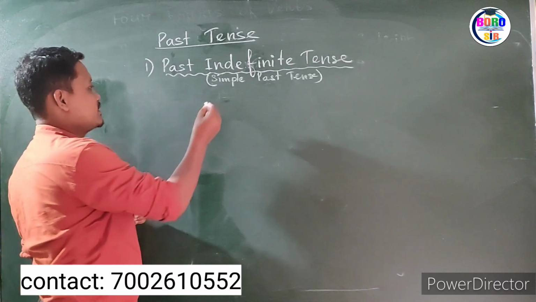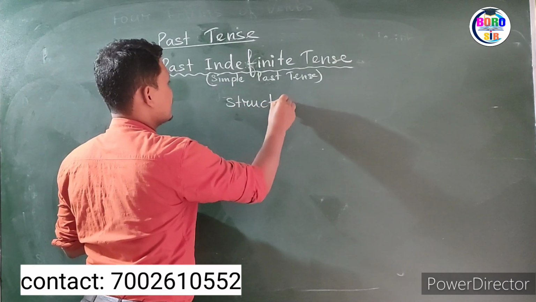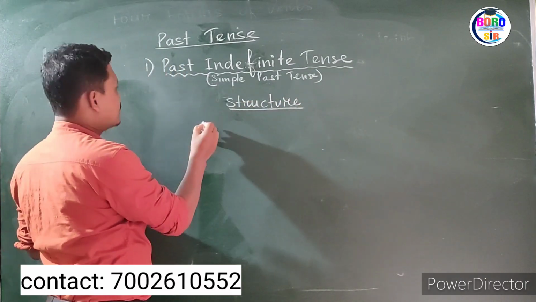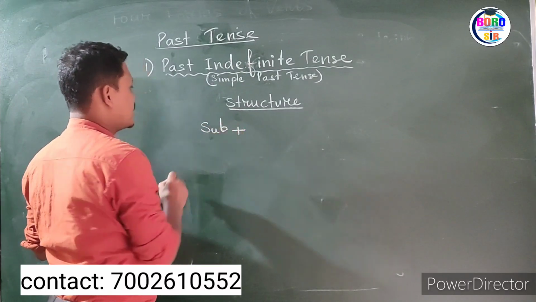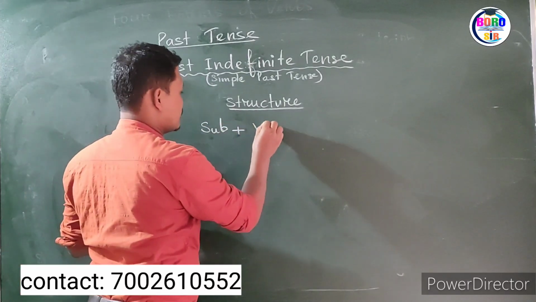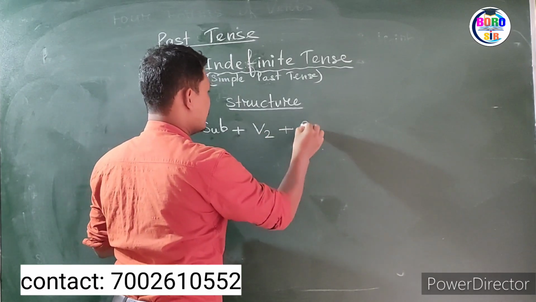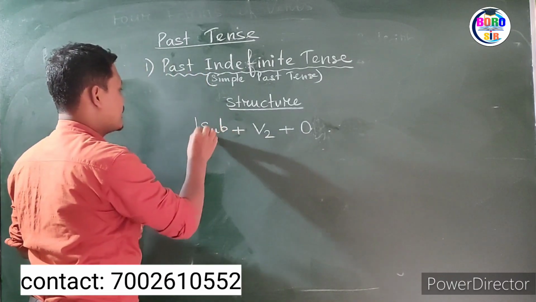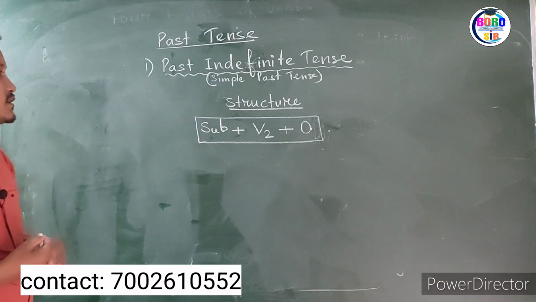So let us try to write the structure of past indefinite tense. The structure of this tense is subject plus verb number 2 plus, here others will come. You can write object also. So this is the structure of past indefinite tense.